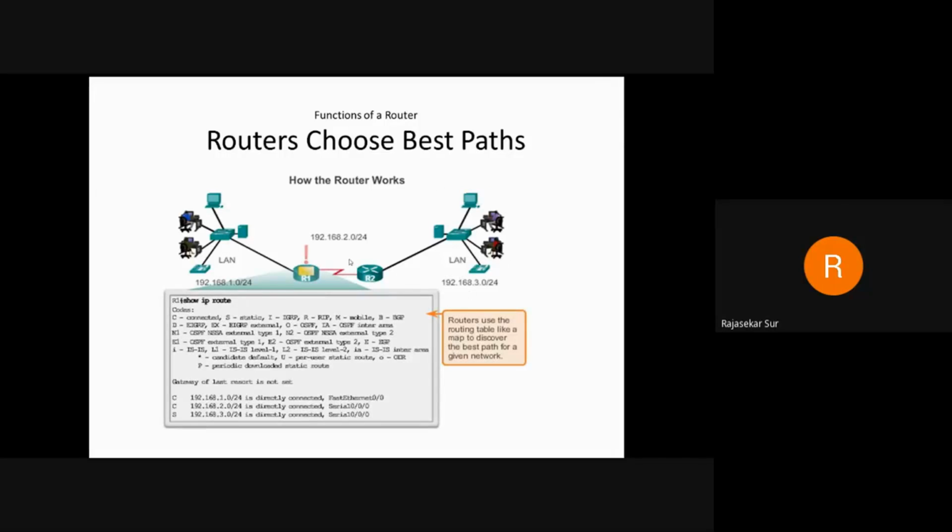Actually here 3 networks. This is the third network. Now the packet is coming. Okay, this is SUR. Are you with me? Can any one of you please confirm? Are you listening to me?